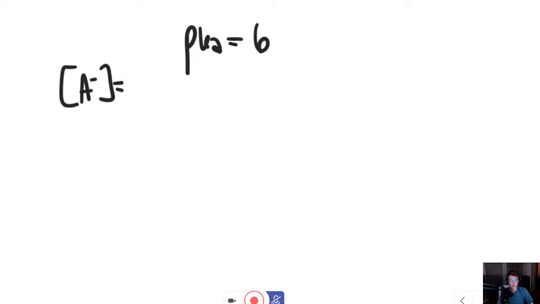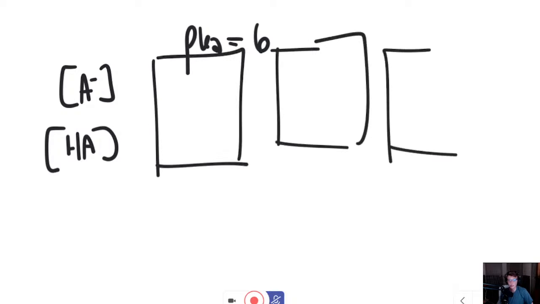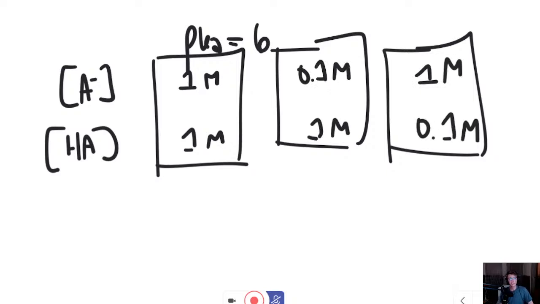So let's say that we have something and the pKa is going to be equal to 6. So we have pKa is 6, and then we're going to have a couple of different concentrations. So let's say that we have the concentration of A minus, and then the concentration of HA, and I will just put out some different numbers. So this box is scenario 1, scenario 2, and lastly, scenario 3. So let's just say this is 1 molar and 1 molar, 0.1 molar and 1 molar, and 1 molar and 0.1 molar.